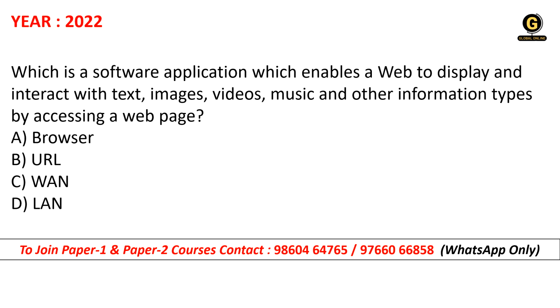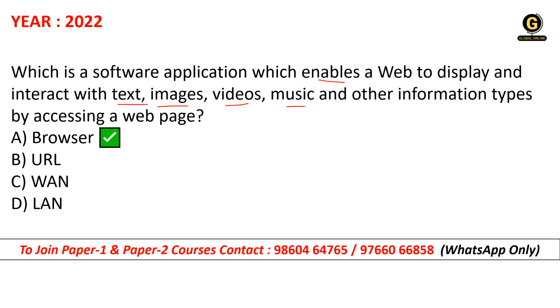Which is the software application which enables a web to display and interact with text, images, videos, music, and other information types by accessing a web page? Browser, URL, WAN, and LAN. It's really very easy. It is actually talking about the browser, like the software application which enables a web to display. Okay, where you can see your websites and all, only on a browser, right?